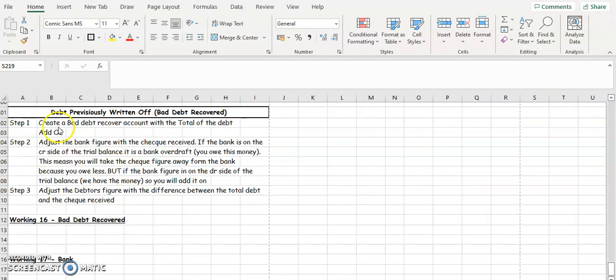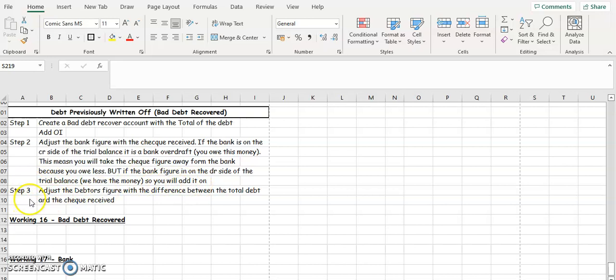Remember, step 1, create a bad debt recovered account with the total of the debt that's given in the question. That's going to be added on to your operating income because it's extra money that we didn't think we received, but we have it. Then you're going to adjust the bank figure. So that's the second account. You need to adjust your bank with the check received. So if the bank is on the credit side of the trial balance, it is a bank overdraft. You owe this money. So this means that you will take the check figure away from the bank figure because you owe less. But if the bank figure is on the debit side of the trial balance, we have the money, so you'll add it on.